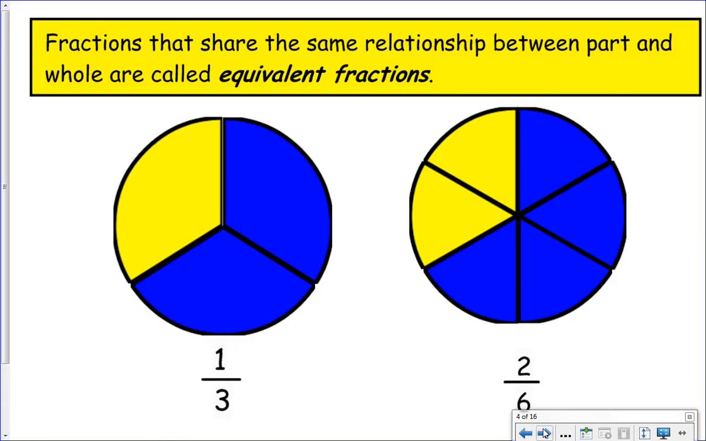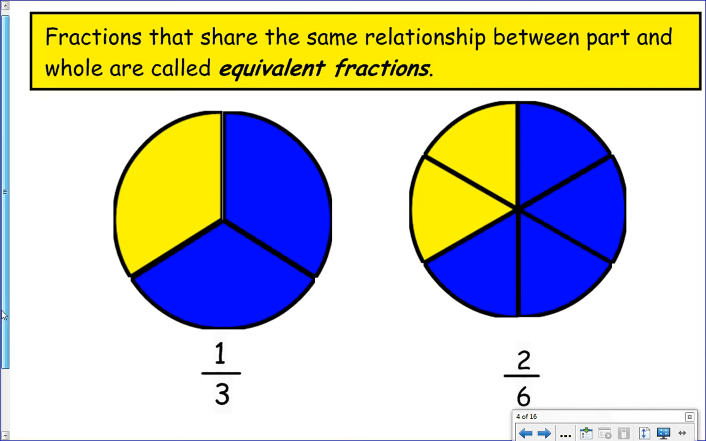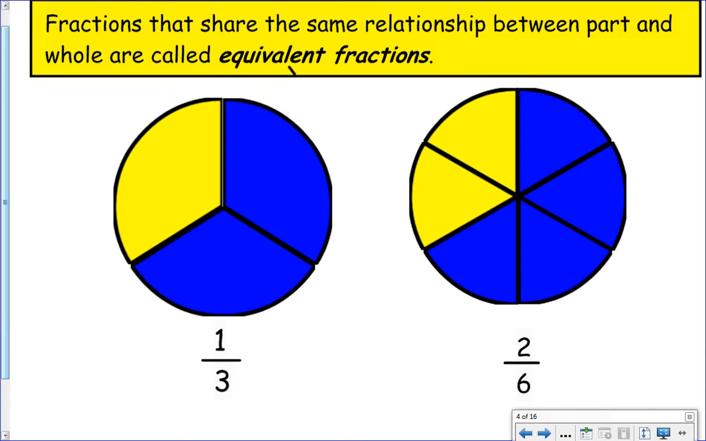Alright, so fractions that share the same relationship between part and whole are called equivalent fractions. Again, equivalent or equal. So here I have a circle with 3 parts. So it's broken up into thirds. And I have 1 yellow here, and then 2 blues. It's asking me the yellow, obviously. So my yellow is 1 over total. So 1 out of 3 are yellow.